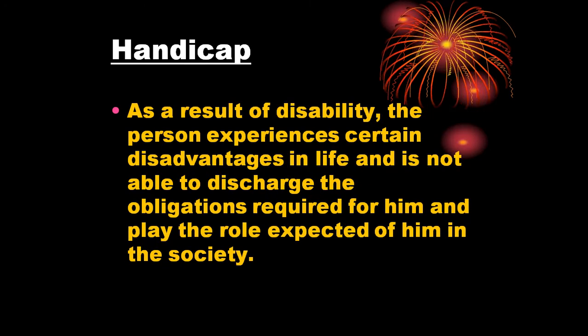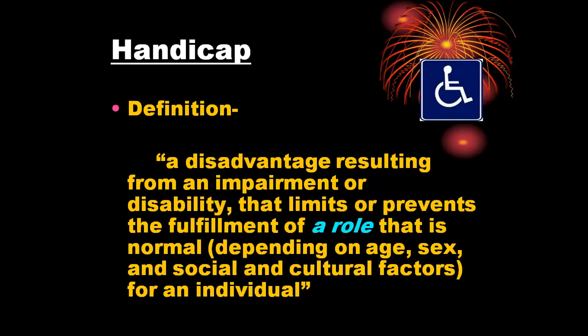And finally, we have handicap. As a result of disability, the person experiences certain disadvantages in life and is not able to discharge the obligations required for him and play the role expected of him in the society. I have lost my foot, I cannot walk properly, and therefore I cannot go to certain people's houses where there is a staircase and I have to climb up to the first floor to attend a function. So I am not able to discharge the roles which are expected of me as a normal human being belonging to the society. So my handicap is I'm not able to attend the functions. A disadvantage resulting from an impairment or disability that limits or prevents the fulfillment of a role.